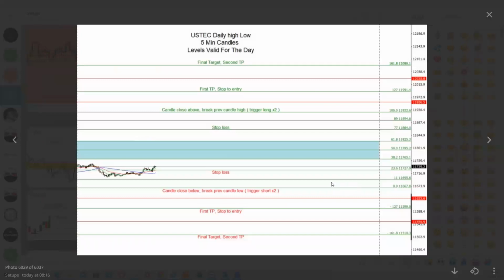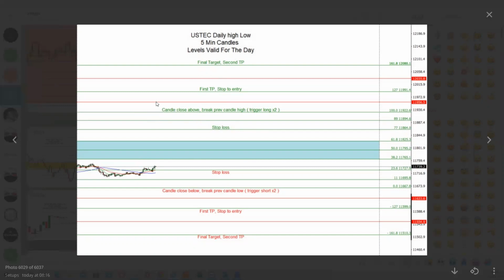The USD daily high-low, currently between levels of 23.6 and 38.2 support resistance. If you look at moving averages, 8 is above 21, above 50. That's indicating trend is up. You'll also see I placed the longs only above 100 and shorts only below 0 since the range inside is a little bit too tight. So with the trend being up, I'm only looking for a long above 100. So candle close above 100, break previous candle high to aim for the 127 first TP, 161.8 second TP, stop loss being at the 77.